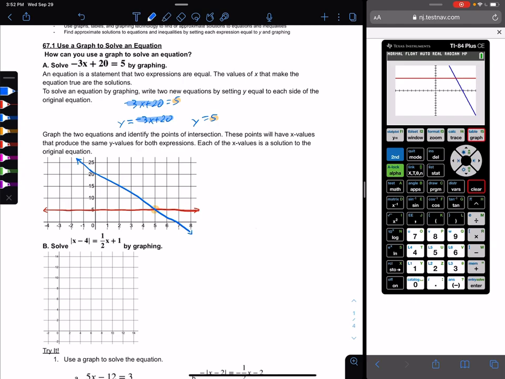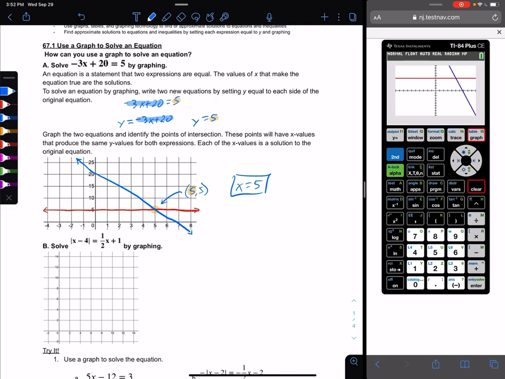The solution to your equation is the x value of where they intersect. So they intersect at (5, 5). The solution to negative 3x plus 20 equals 5 is the x value. So we care about this right here. So my solution would be x is equal to 5.